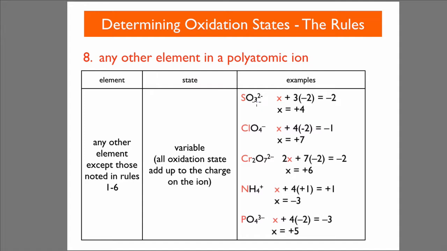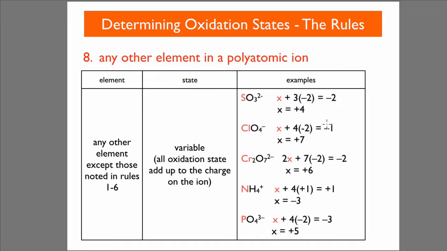So let's do it slowly. We've got oxygen, and we've got 3 of them, each with the oxidation state of -2. 3 times -2 is -6. We need to balance it with X to make -2. So -6 and +4 gives us -2. ClO4 minus: O4. We know oxygen is -2, we've got 4 of them, so we've got -8 here.